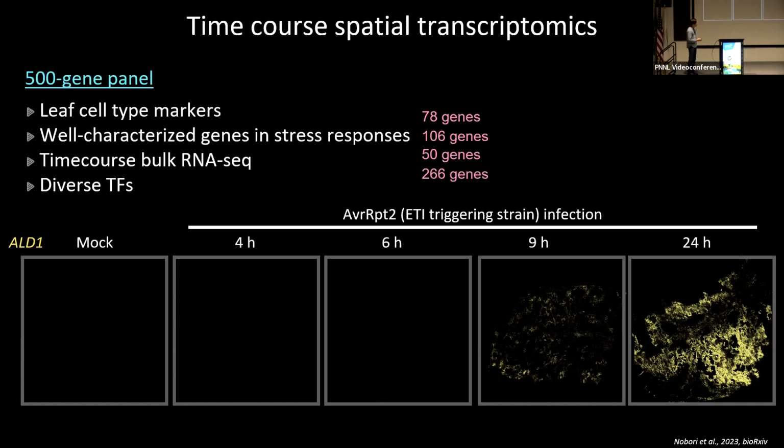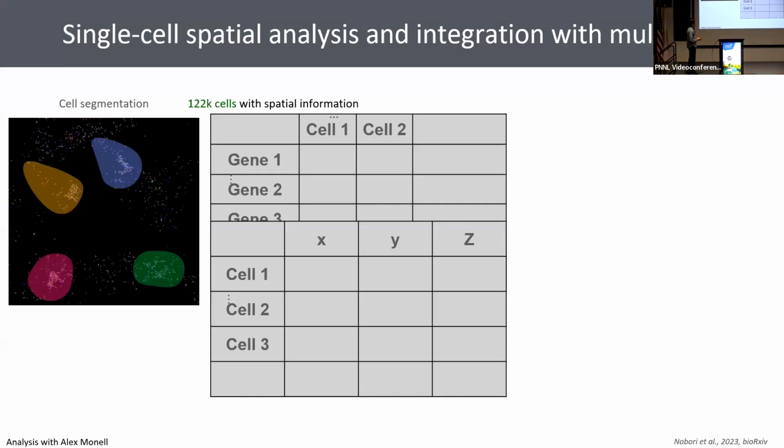But the next step is to analyze all those 500 genes at once in a quantitative way at the single cell level. And this required a lot of optimization in the analysis pipeline. Oh, okay, something is wrong here, but let's see how it works. So one major challenge was cell segmentation. Based on the image data, we need to know where all the cells are.